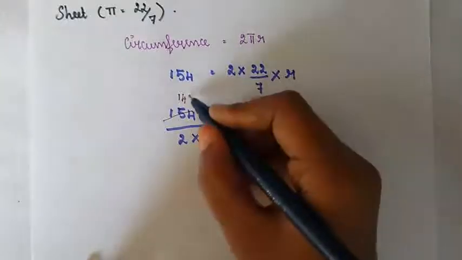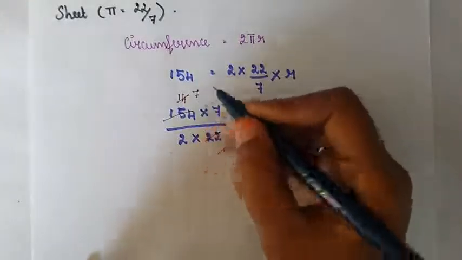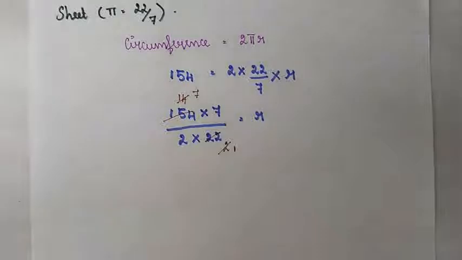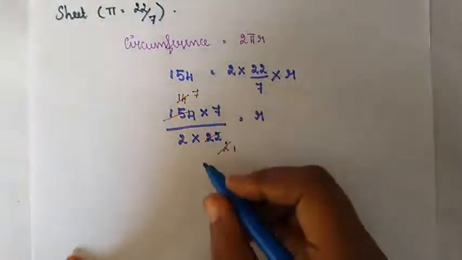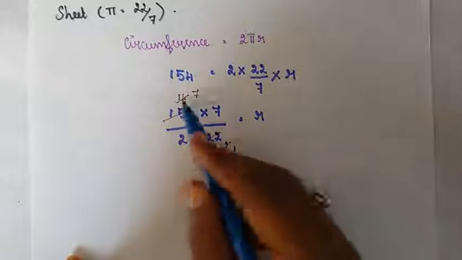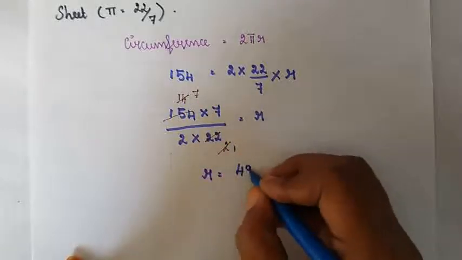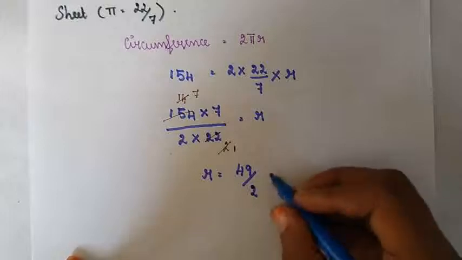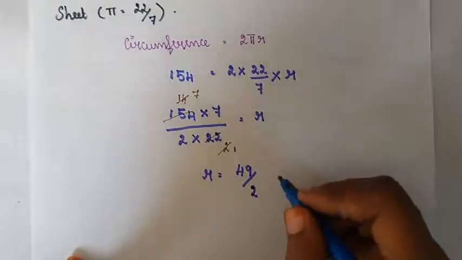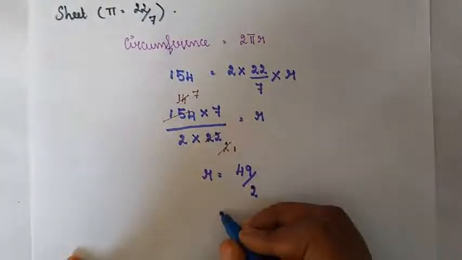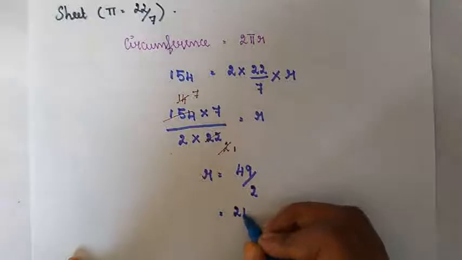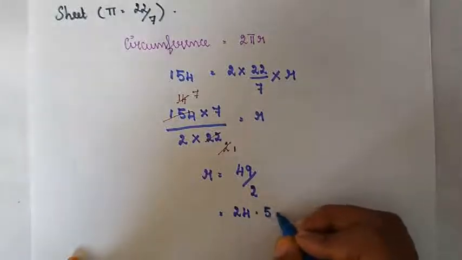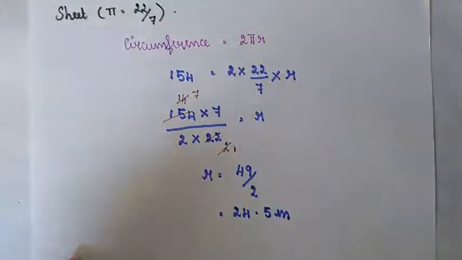Then we have to cancel in 2 table. 7 2s are 14. We get the value. 7 7s are 49. So r equal to 49 divided by 2. So this is the value, which is equal to 24.5 meter. This is the radius of the circular sheet.